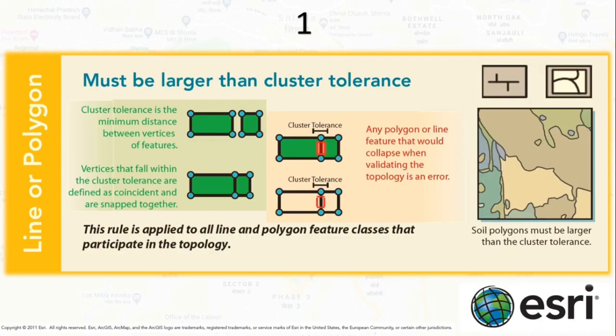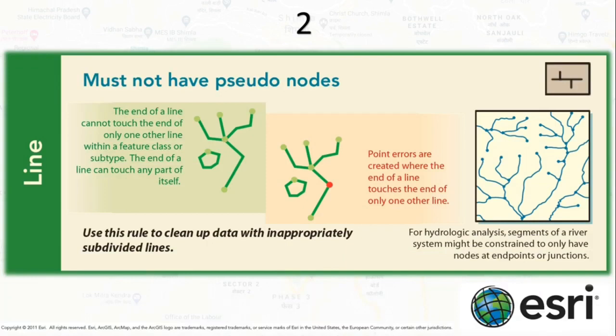The second is must not have pseudo nodes. This requires that a line connect to at least two other lines at each endpoint. Lines that connect to one other line or themselves are said to have pseudonodes.